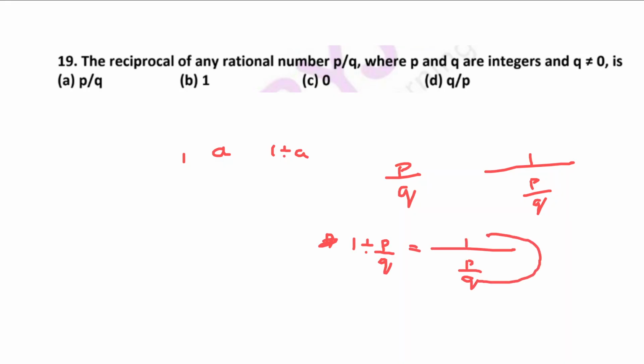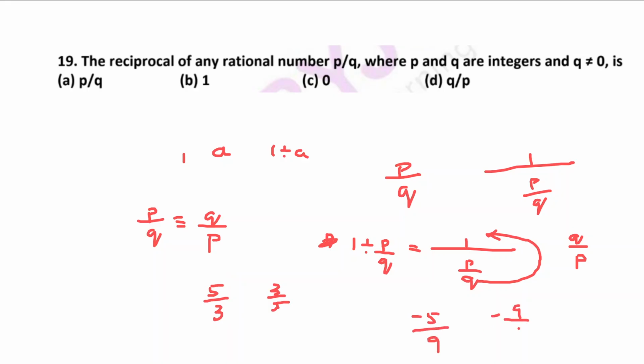1 divided by p by q means this q will come here to the numerator. It will become q by p. So reciprocal of rational number p by q will be q by p. This is the logic of how we have obtained q by p. But you can always remember mentally, you can do it quickly. Just reverse the positions of numerator and denominator. For example, say 5 by 3 is there, reciprocal will be 3 by 5. Say if it is minus 5 by 9, reciprocal will be minus 9 by 5, etc. So here the reciprocal of any rational number p by q will be q by p. So D is the correct option. Okay, correct your solution.